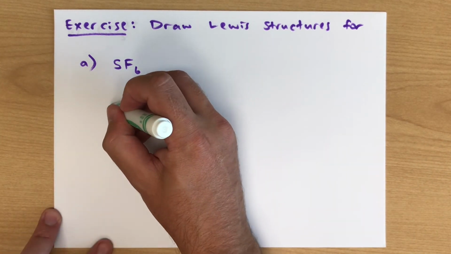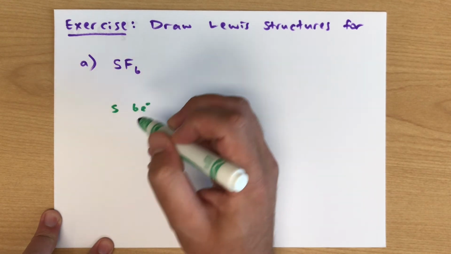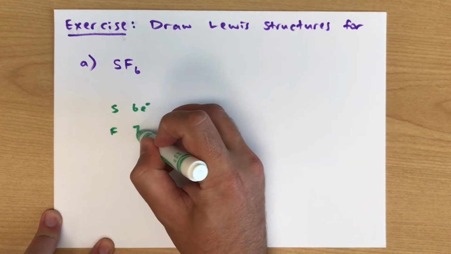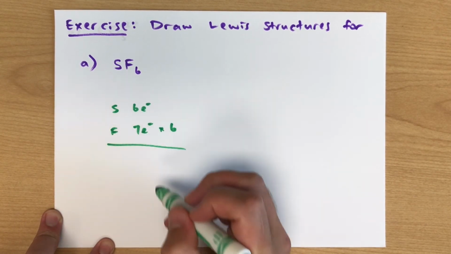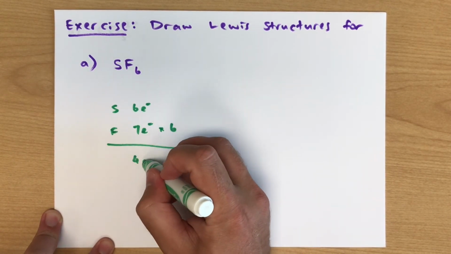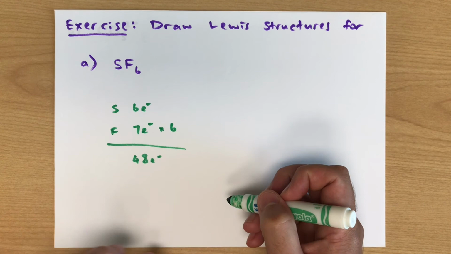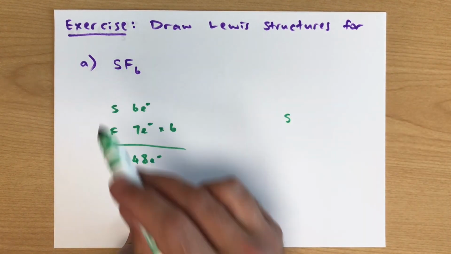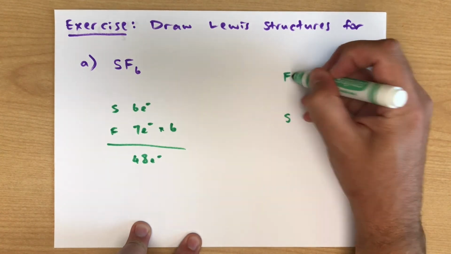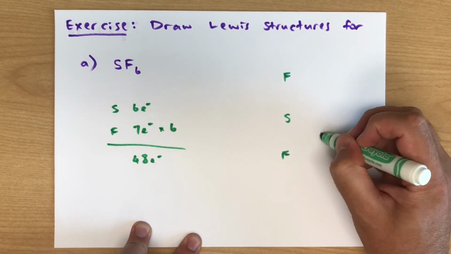So, sulfur has 6 valence electrons. Fluorine has 7 valence electrons, and there's 6 of them. 7 6s are 42, plus 6 is 48 electrons to use in our molecule. So my central atom will be sulfur, because it's the one there's only one of. I need to have 6 fluorines around.